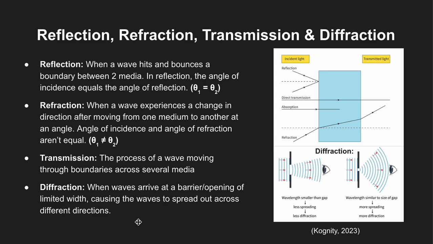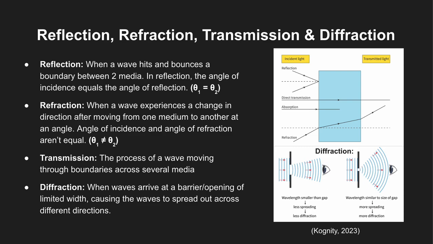Diffraction is when a wave arrives at a barrier or opening of limited width, and in order to pass through, the waves have to bend and spread out across different directions. So once they exit the boundary, you can see here that they go across wider directions. And you can see here, the smaller that you make the gap, the more spread out the waves are going to become.